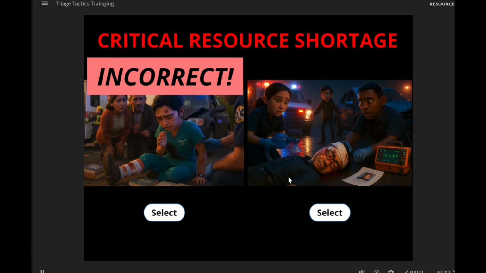Additionally, Maria's definitive treatment is needle decompression to relieve the tension pneumothorax, not just oxygen alone. In resource-limited mass casualty situations, you must prioritize the patient who will die first without intervention. Robert needed the BVM and oxygen first. This was a difficult decision, but the correct choice was Robert Chen.